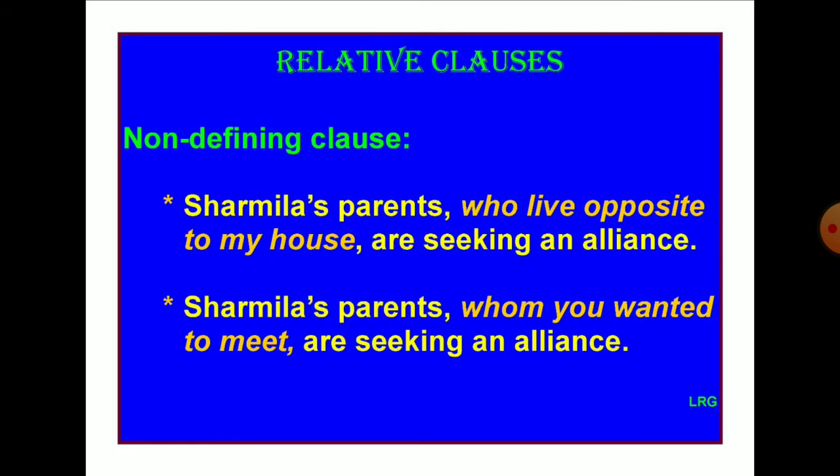In the next two sentences, the relative clauses only add information to the nouns that are already defined. The subject Sharmila's parents needs no defining clause in this sentence. Read the sentence. Sharmila's parents who live opposite to my house are seeking an alliance. Don't mistake it, the alliance is for the daughter, not for the parents, right? So Sharmila's parents is a subject already defined. So the clause that follows is a non-defining relative clause. It does not define, it only adds information about the subject parents.